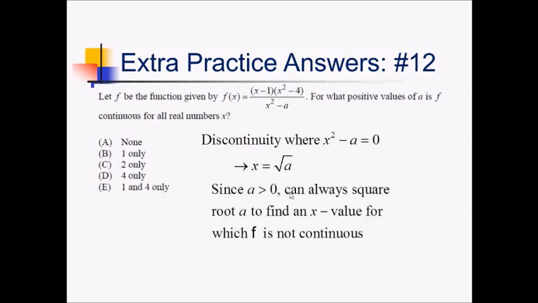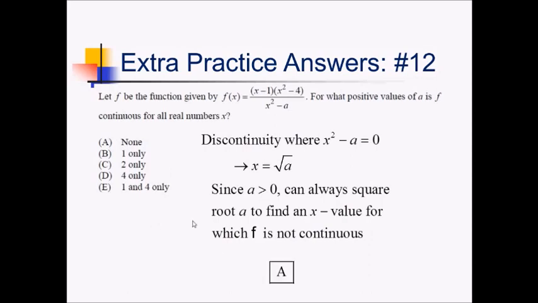So since a is positive, and we can always take the square root to find an x value for which f is not continuous, that means this is not going to work for any positive values of a. So choice A, none, is the best answer here.